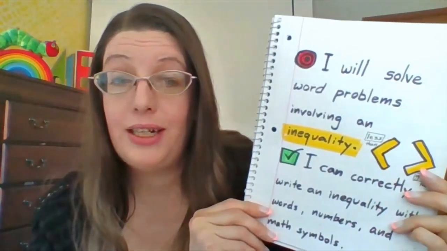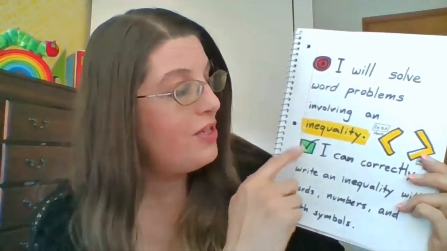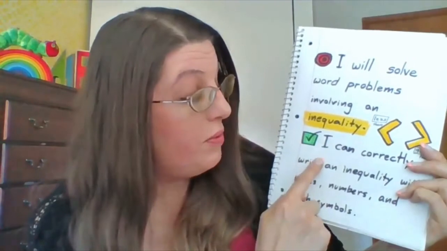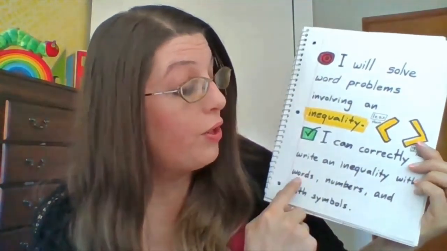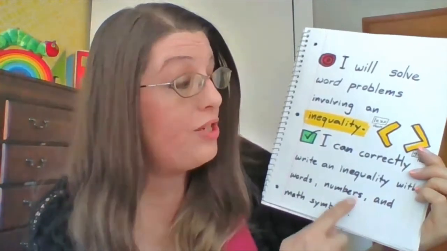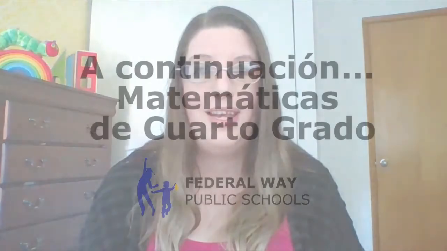Did we meet our learning target? Did we solve word problems involving an inequality? Did we correctly write an inequality with words in a sentence, numbers, and also these math symbols? If you can take two big numbers and tell me which one is little, which one is big, which one is greater, which one is less, and use those symbols to tell me, you are meeting our learning target. Next time, we will use what we know about place value to find out how the distributive property can help us with multiplication. Until next time, find the math in everyday life.